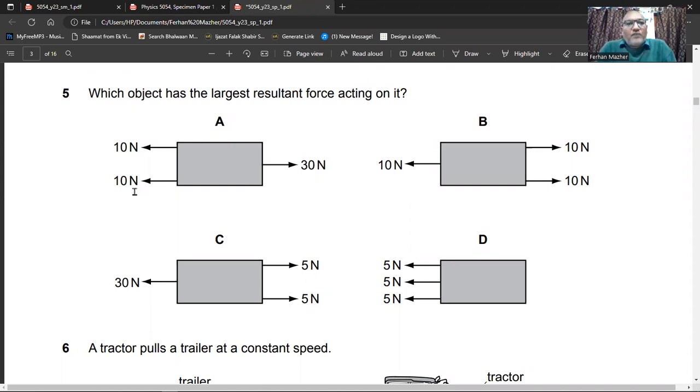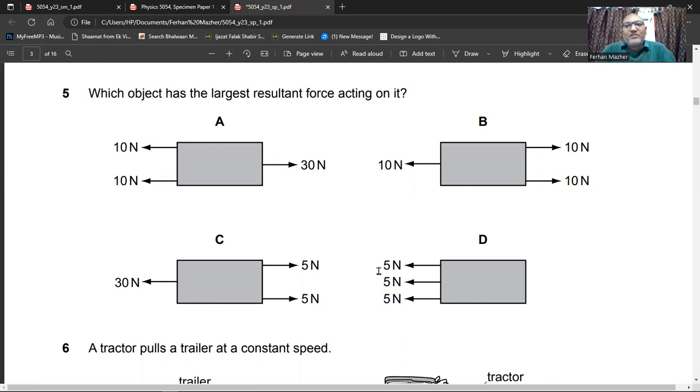Question number 5, which object has the largest resultant force acting on it? Here, 20 newton to the left, 30 newton to the right. So the resultant will be 10 newton to the right. Here, 10 newton to the left, 20 newton to the right side. So the resultant will be 10 newton to the right. Here, 30 newton to the left, 10 newton to the right. So the resultant force will be 20 newton to the left.